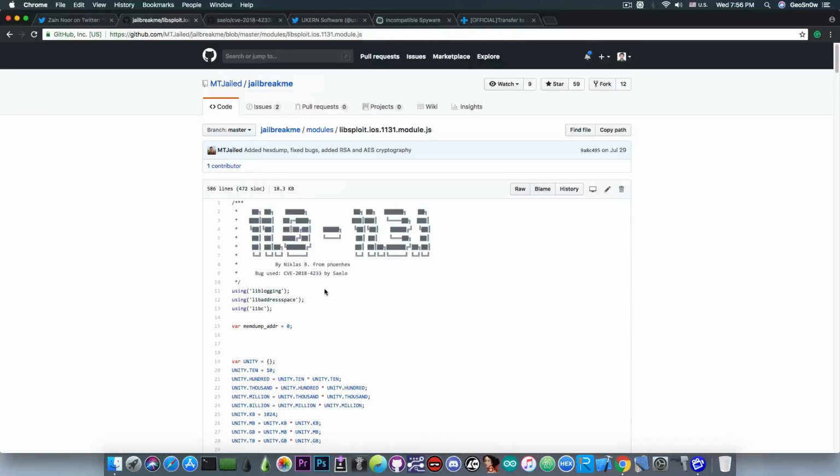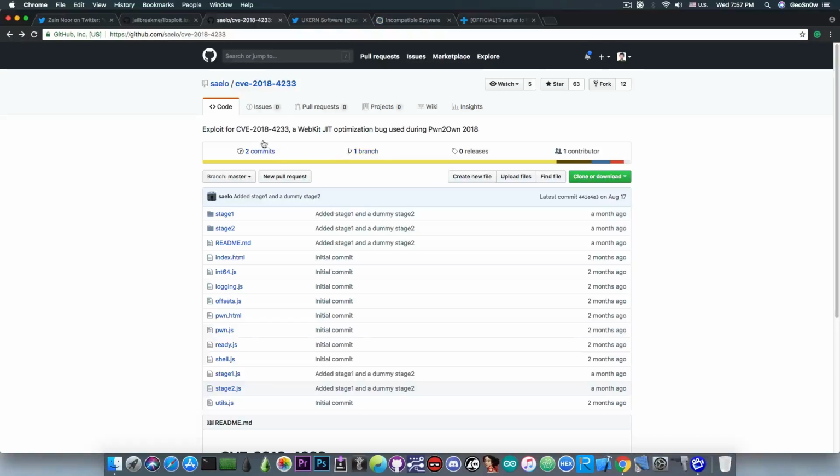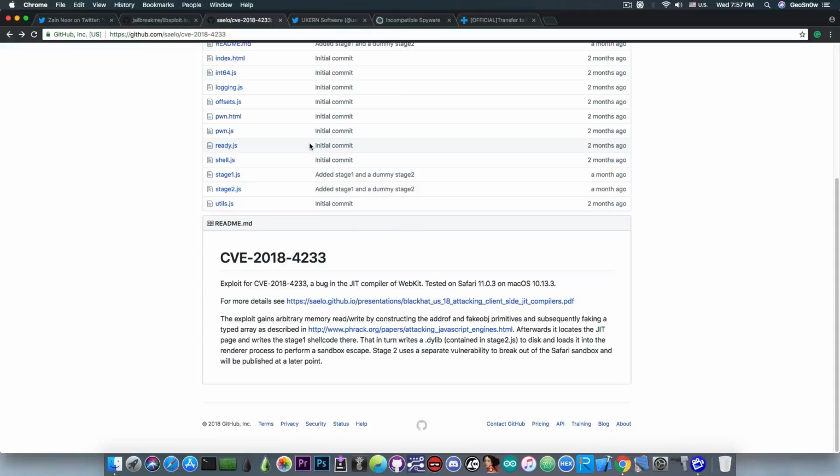Yes, it's pure JavaScript. Now, it is based on the bug CVE-2018-4233. It was a real bug on Safari, and if you take a look in here, it's pretty much detailed by this guy in here, and I have all the information.